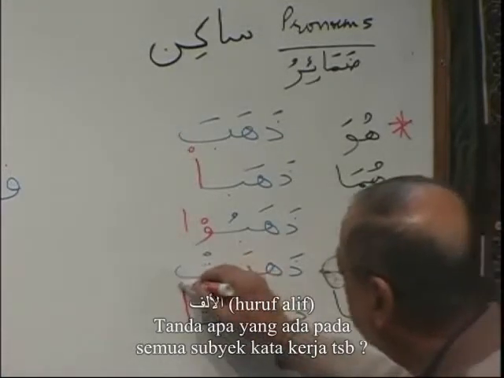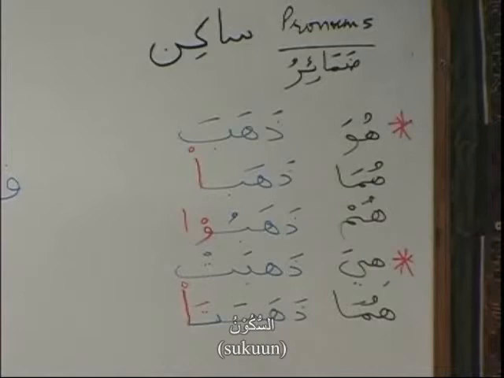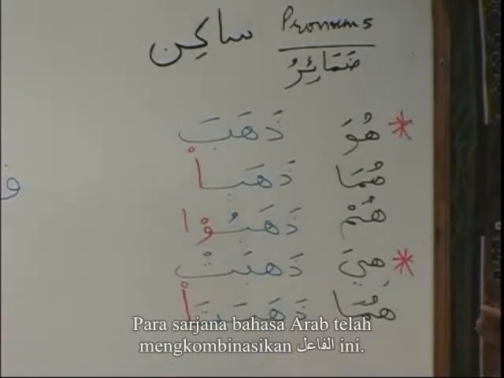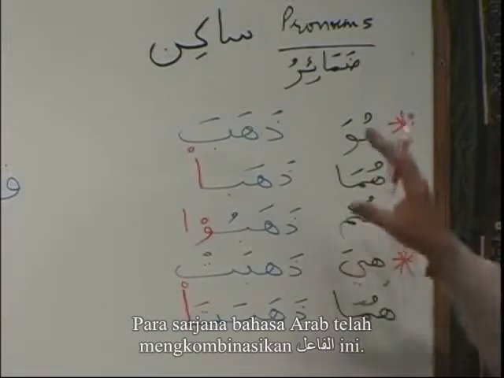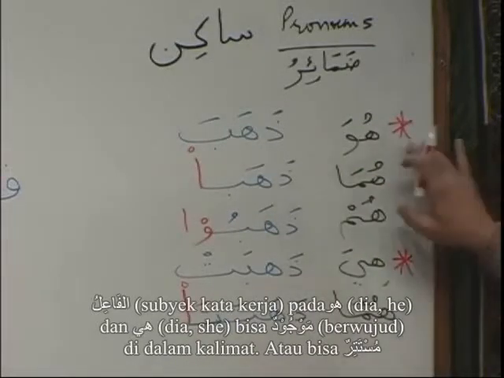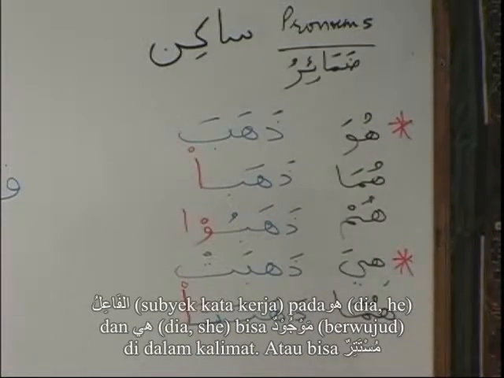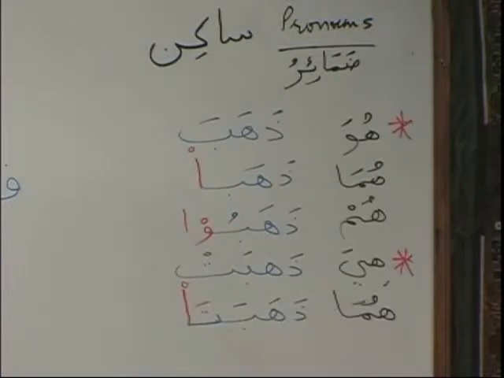What is on them? Sukoon. They have a sukoon on it, brothers and sisters. The scholars of Arabic grammar have combined these five. Now remember, huwa and hiya, brothers and sisters, the fa'il can be mawjood in the sentence or it can be mustatir. If it is mustatir, then it is the damir. Otherwise, the fa'il can be a noun, proper noun.